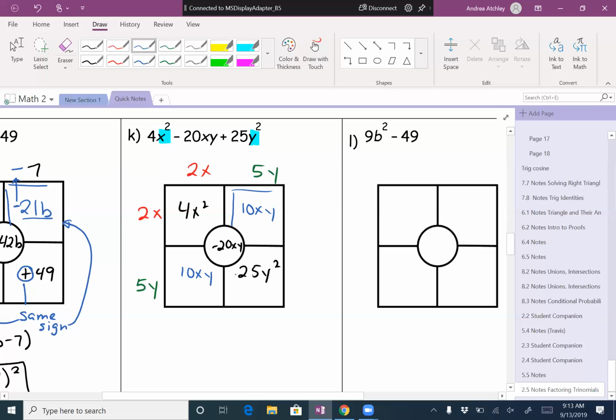Since this is a positive, these both need to have the same sign. The middle term's negative, so they both need to be negative. That makes the 5 negative and the 5 negative. So my factors, since they match exactly, can be written as 2x minus 5y squared. Any questions over that?